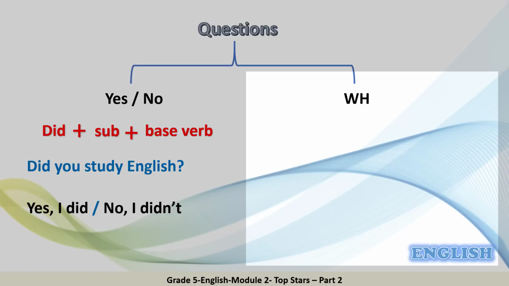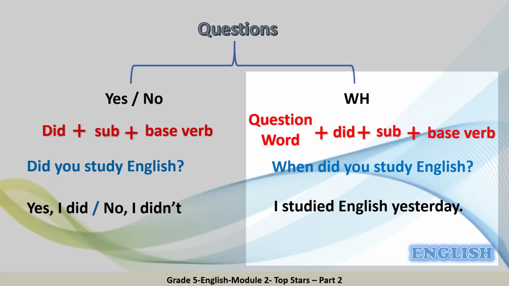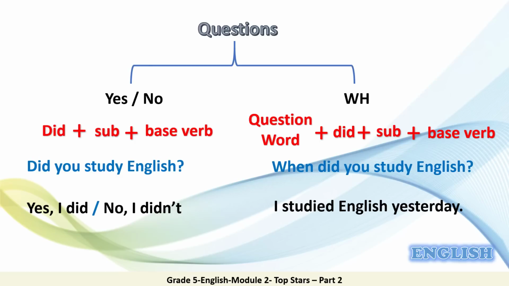The WH questions are formed following this pattern. Start with a question word, then did, then the subject, then the base verb. Like this example. When did you study English? And you can easily answer this question with a sentence in the past simple. Like, I studied English yesterday. What do you think, my friends? Did you get it? Let's practice this.